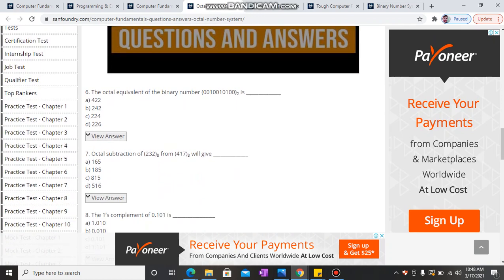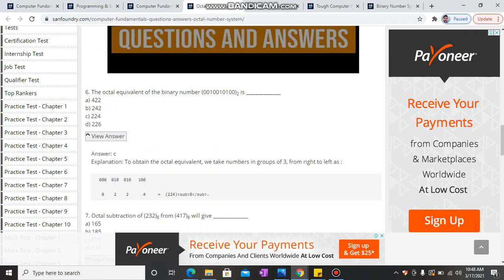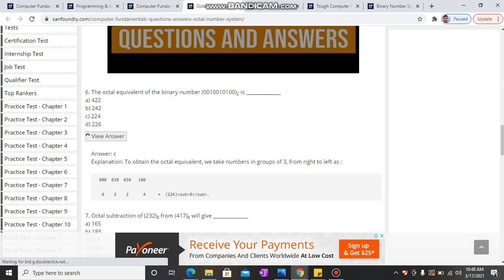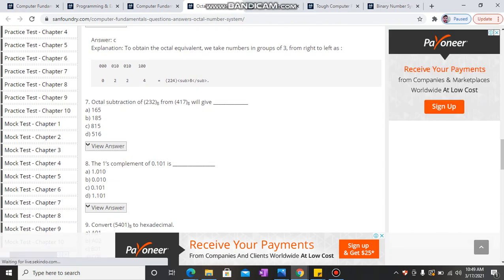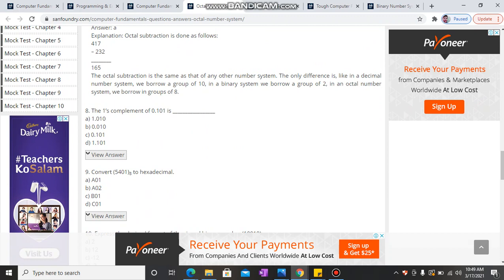Octa equivalent of the binary, like this and that. So we have that answer already above. There was a table, so you can see it and convert it. Octal subscription, and this will give you the answer A. You can see that expression.